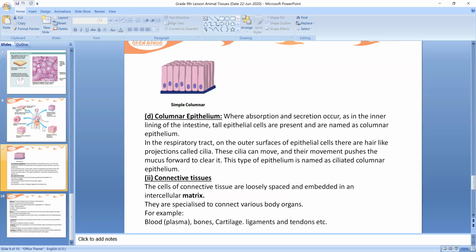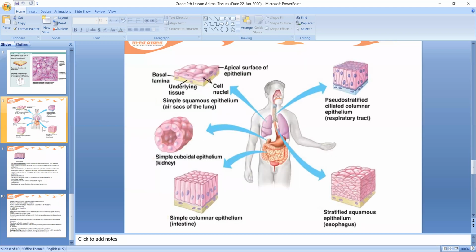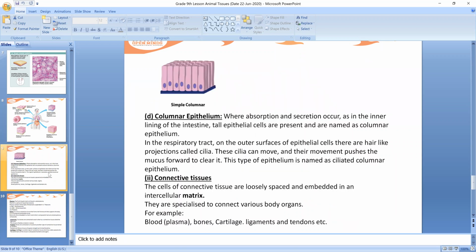Here in this picture you can see stratified columnar epithelium, which is also present in the esophagus, and even on the skin. Stratified squamous epithelium, which we have studied just now. And here simple cuboidal. Now we'll see simple columnar epithelium. In this picture you can see simple columnar epithelium.